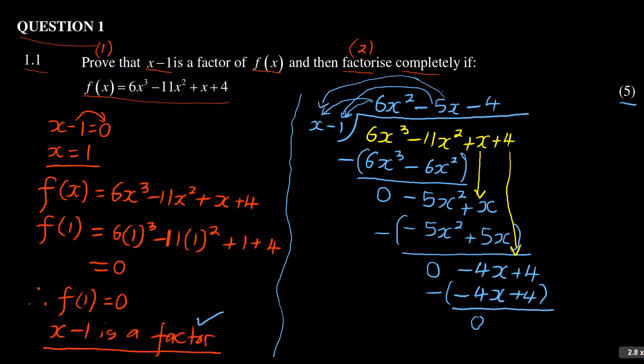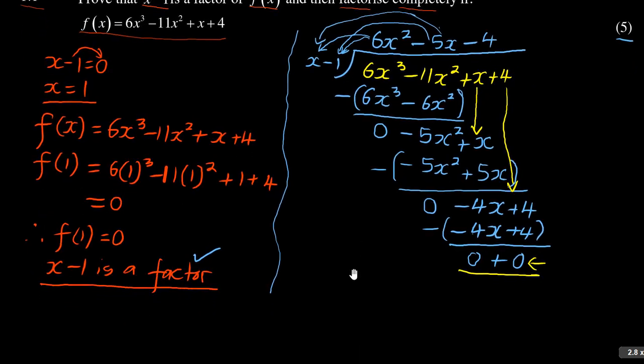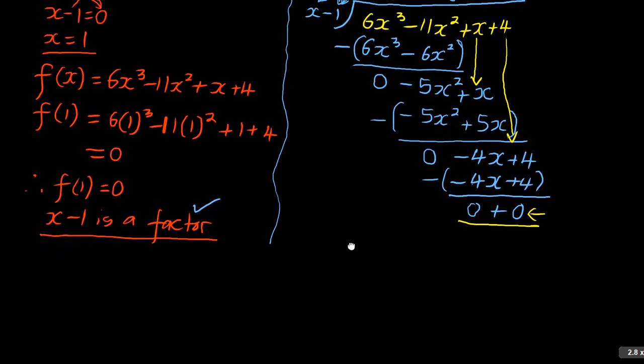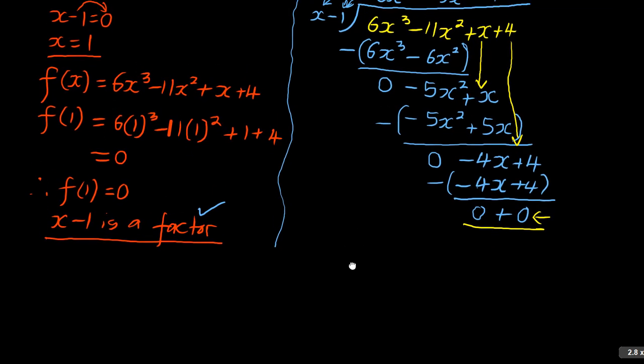So you need to always understand your algebra. So you have got 0 plus 0. Now the fact that we got 0, it means the remainder is a 0. It means your factorizing was correct. So if you don't get a 0, it means you made an error. So moving ahead, remember the question said factorize completely.